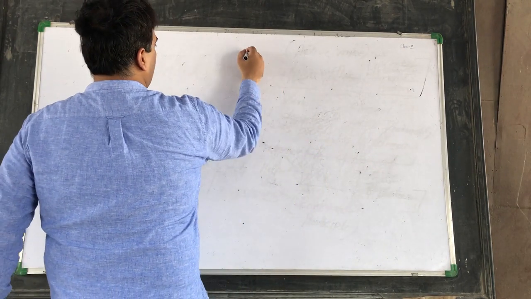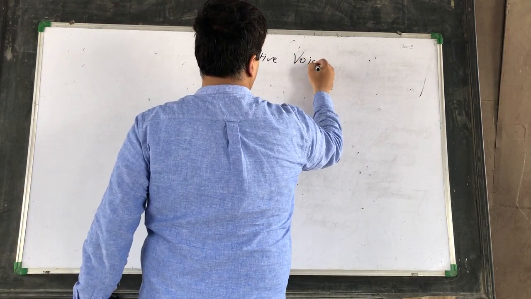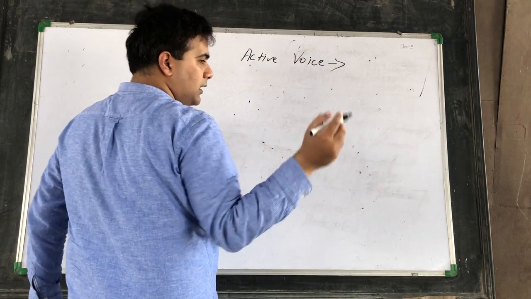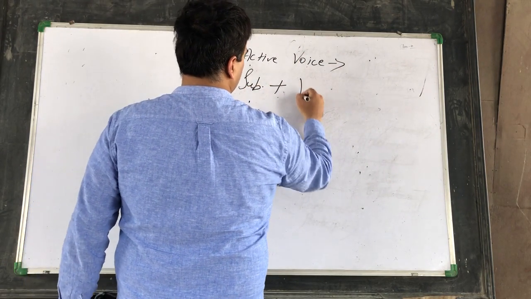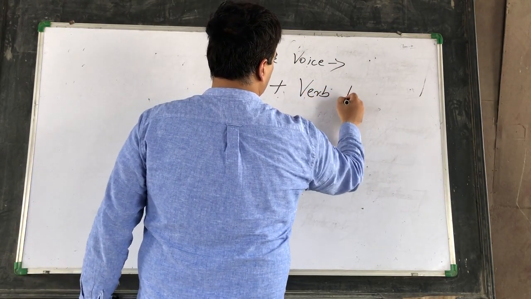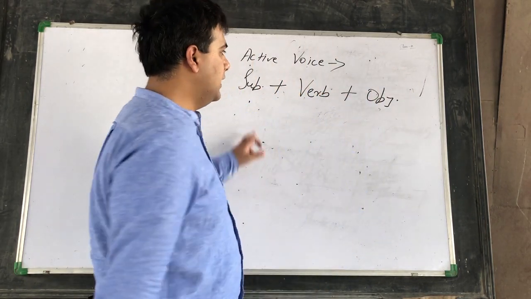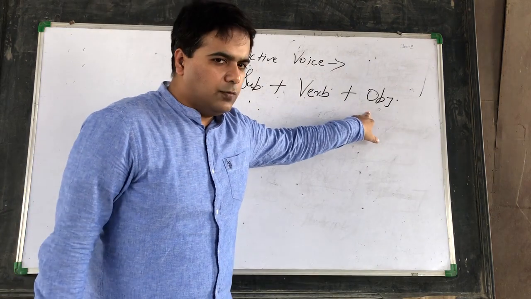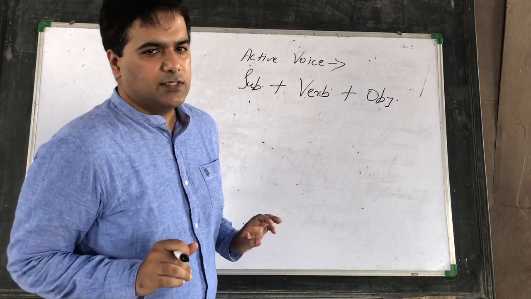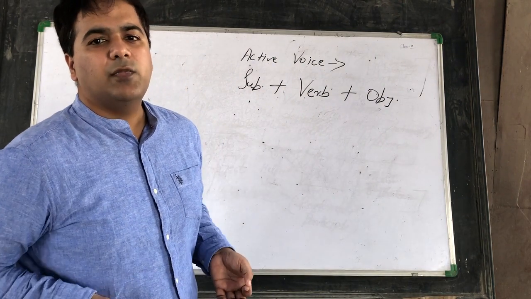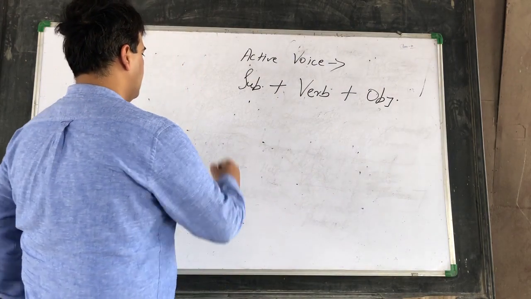So in active voice, our combination is subject plus verb, then object. Fine. Subject, verb and object. This is the combination which is followed in the active voice sentences. Now, what happens when we follow a passive voice structure? Let us see.